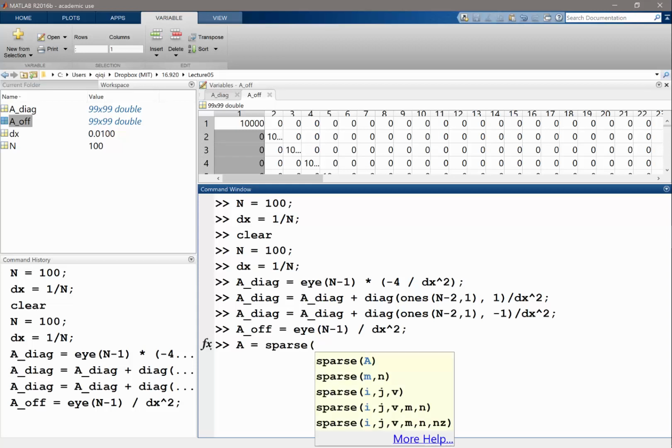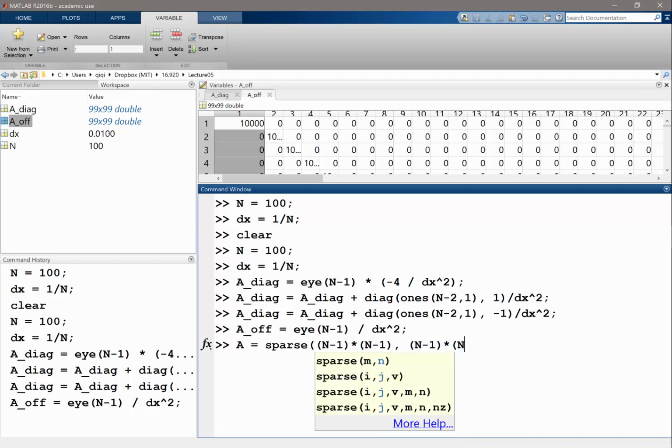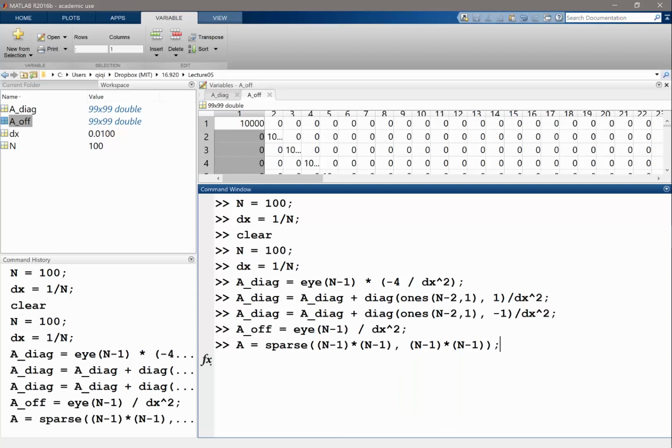this is very sparse, and a lot of MATLAB functions are much better for sparse matrices because it doesn't have to do a lot of calculations with the zeros. So the whole size of the matrix is n minus 1 times n minus 1 by n minus 1 times n minus 1, right? So I have a matrix A that is a sparse matrix.